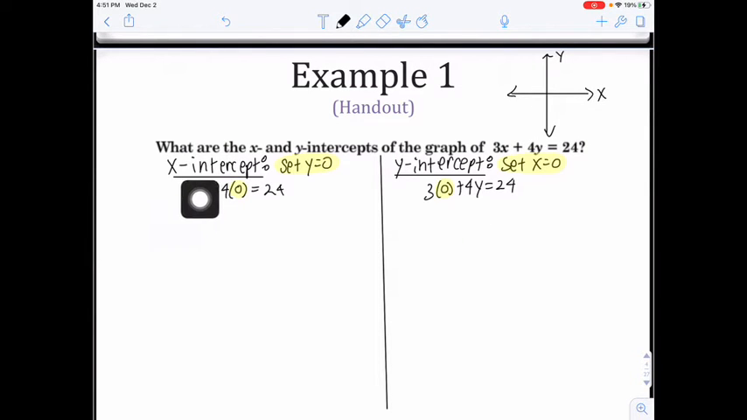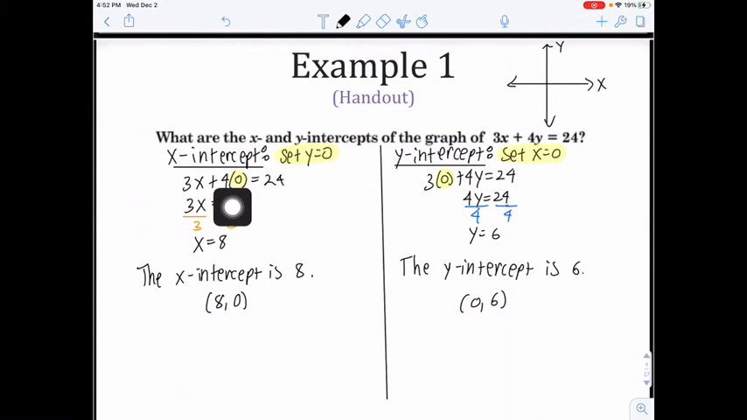So in order to find the x-intercept, we set y equal to 0. So you get 3x plus 4 times 0 equals 24. And to find the y-intercept, you set x equal to 0. So 3 times 0 plus 4y equals 24. Now we just need to simplify and solve for x over here. Simplify and solve for y over here.